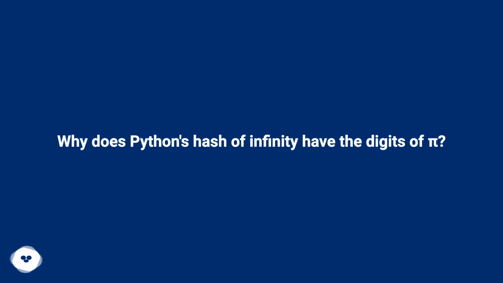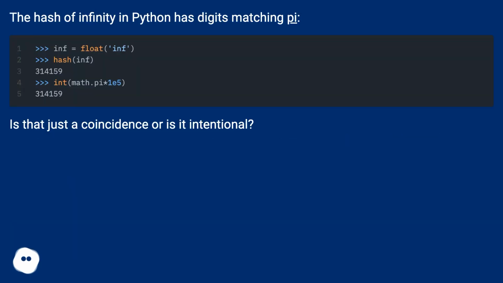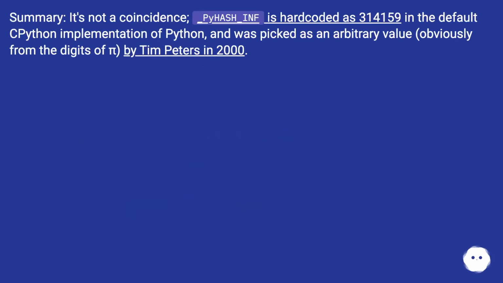Why does Python's hash of infinity have the digits of pi? The hash of infinity in Python has digits matching pi. Is that just a coincidence or is it intentional? Summary: it's not a coincidence.